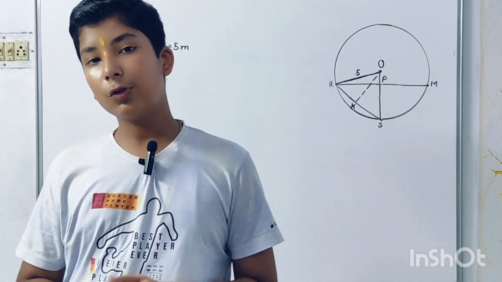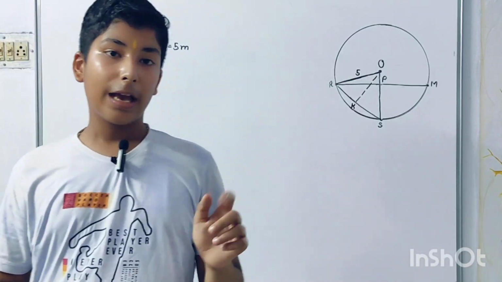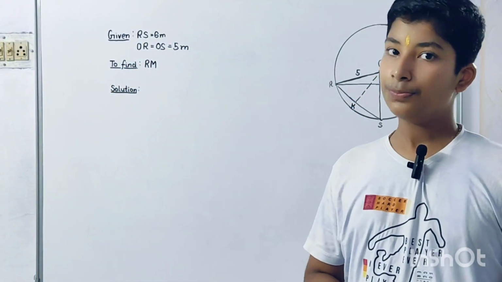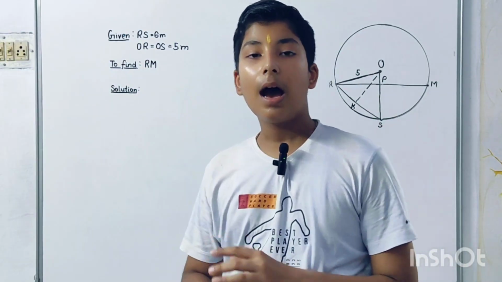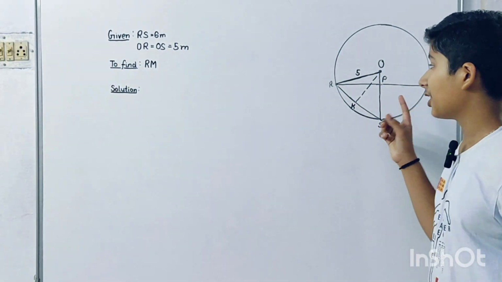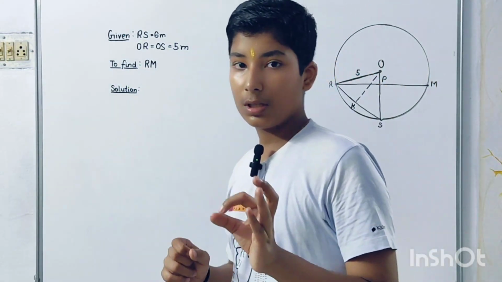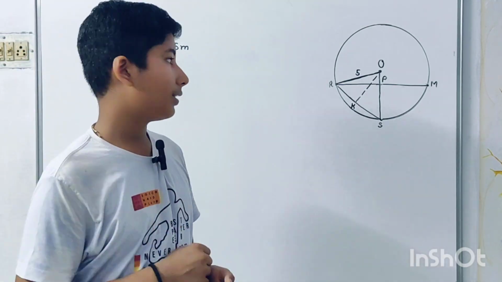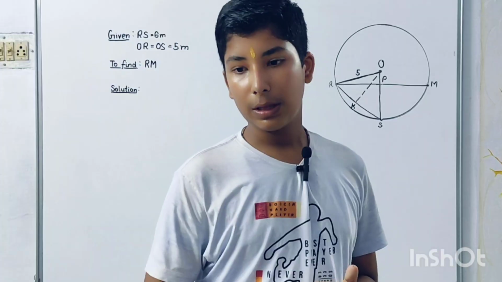In the previous two parts of this chapter's exercise, I have done questions till question number 4, and these two questions are a little bit confusing. In both, you have to calculate the length of a chord. So let's see how we have to do these questions.